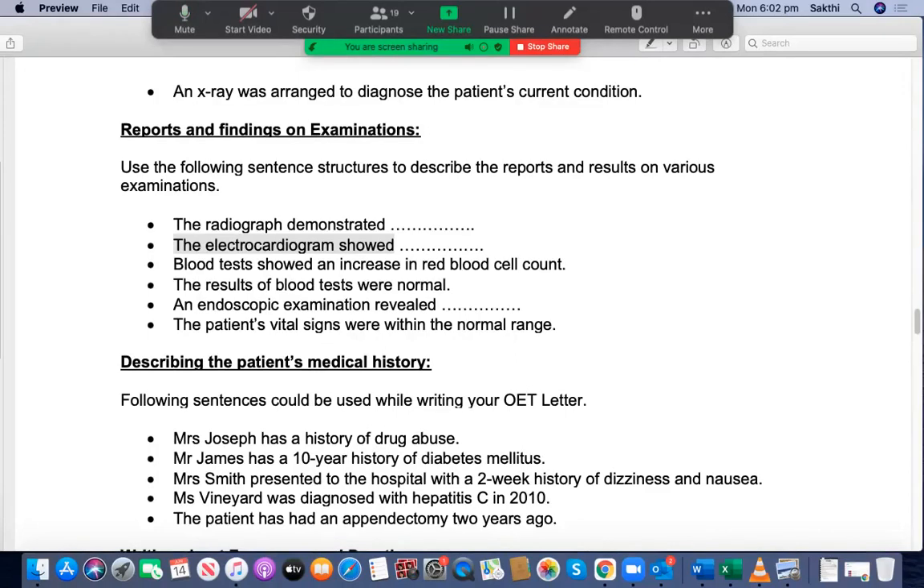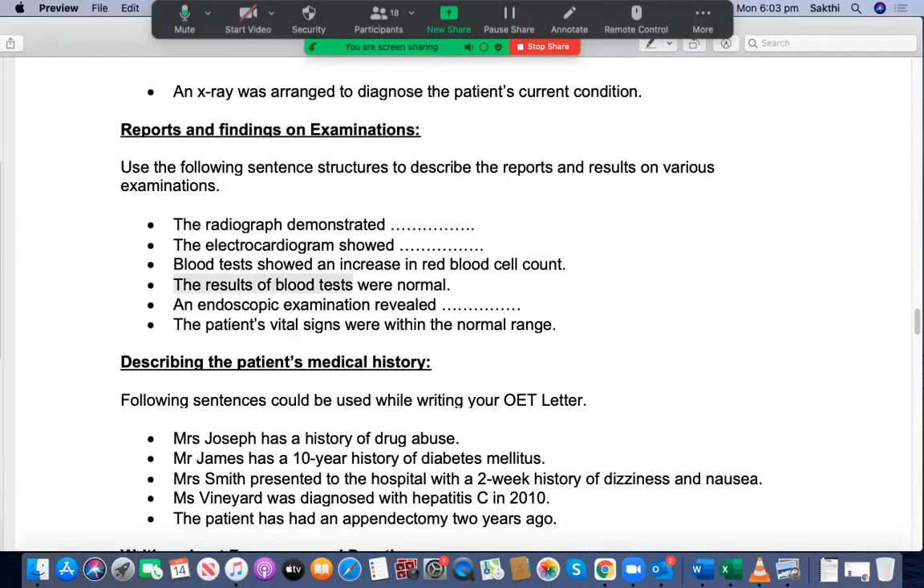Okay. Look at this one. Blood tests showed an increase in red blood cell count. Look at this. Increase is going to be a singular noun here, and that's why we have got "an." What happens if I use "increased"? If you use "increased" here, we don't need any article. You can simply say blood tests showed increased red blood cell count. That's it.